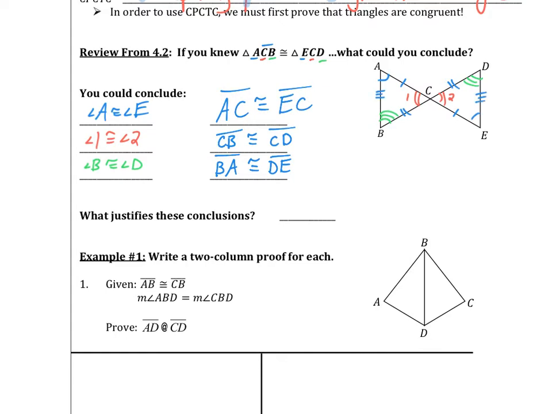So there are three corresponding sides and three corresponding angles. And if the triangles are congruent, then the corresponding angles and sides are also congruent. So what justifies these conclusions? Well, we were told the triangles were congruent, so we know the corresponding parts are congruent. CPCTC would be our reason.